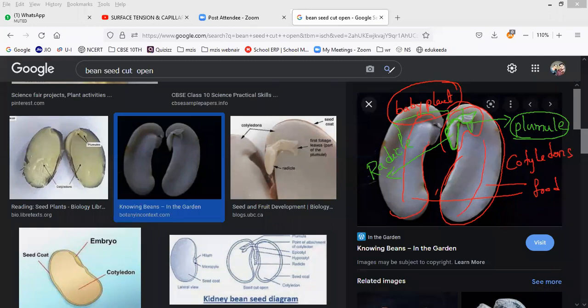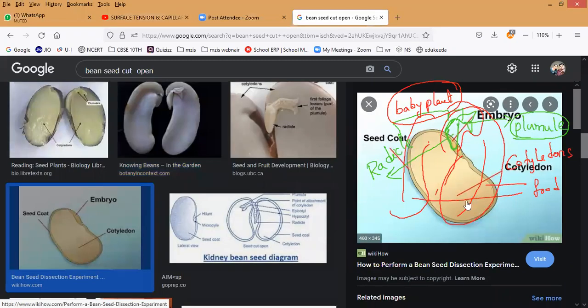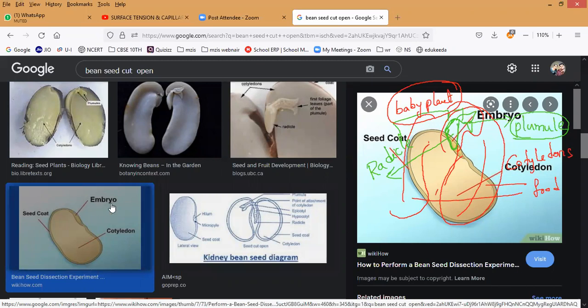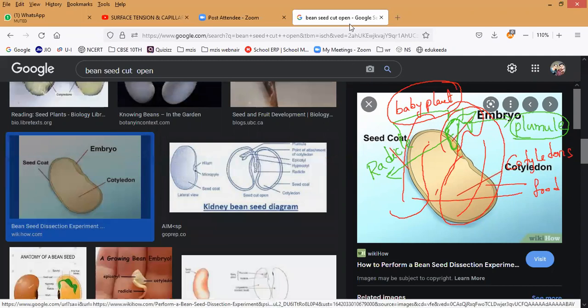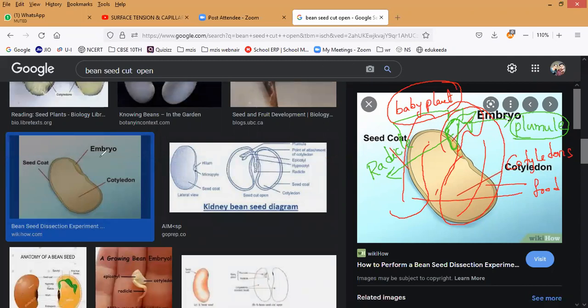So in this picture you can see where the embryo is present. The remaining part we call the cotyledon, the outer surface is called the zygote, and the middle where both plumule and radicle are present, that we call the embryo. What is another name of embryo, guys? Embryo we can call the baby plant. This is how the formation of fruits and seeds happens.